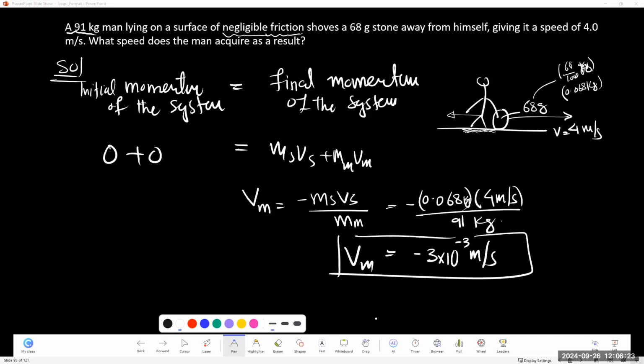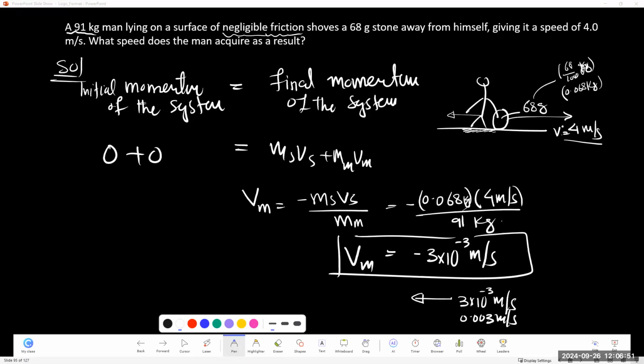And it's telling me this man is actually moving. The stone is going this way with 4 meters per second. The man is going this way with very small, like 0.003 meter per second. You can imagine, stone is very small. Man is pretty big. So man only moves very slowly while stone is moving very fast.